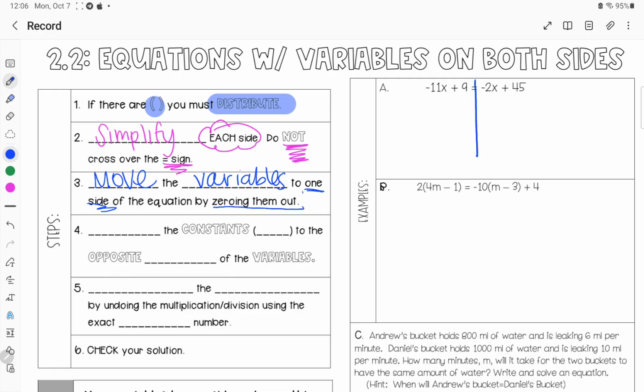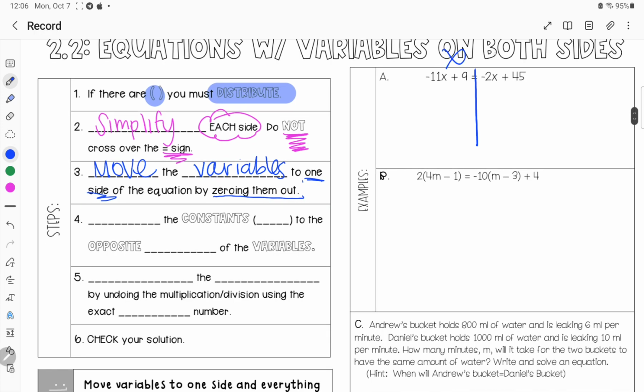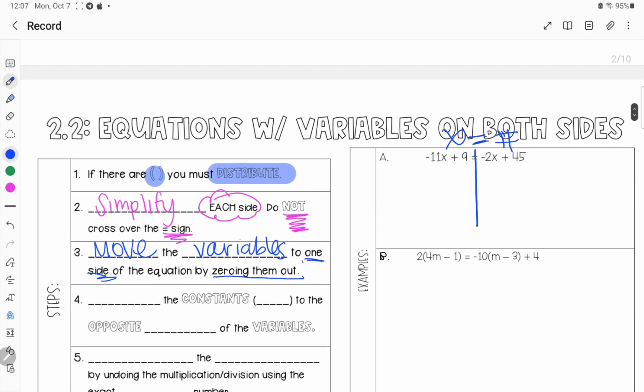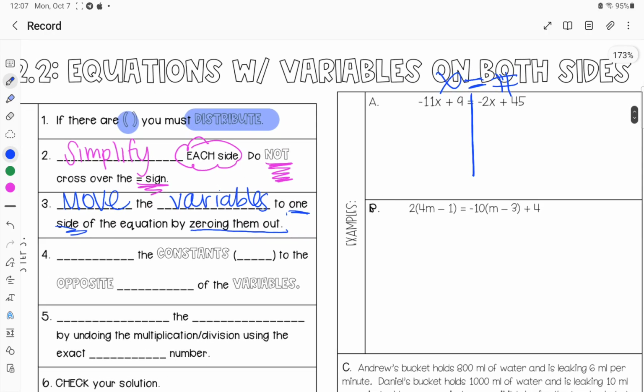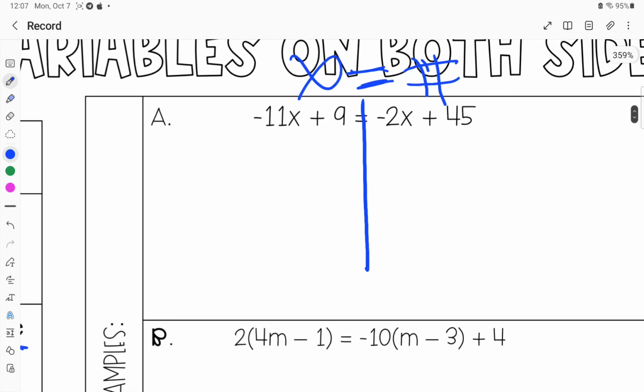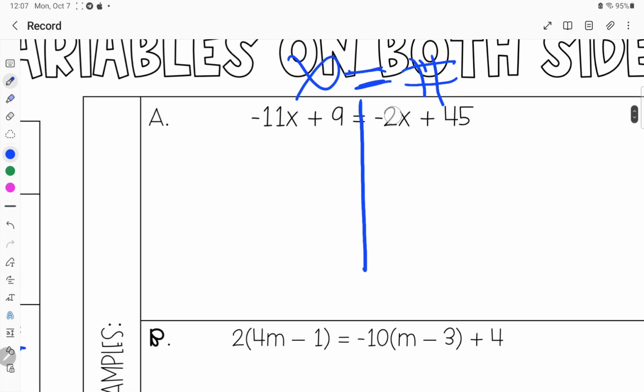Step number 3, we want to move our variables to one side. So our goal is to get variables or x's on one side so that it's equal to numbers on the other side. That's what we eventually want, is all x's on one side and numbers on the other. You're not bringing everything to the same side. So to do this, I need to take these two negative x's and bring them over to this side. But in order to bring them to this side, I need to zero them out. So if I had two negative x's and I put two positive x's on that side, I now have 0 x's left over here. This would be 0.